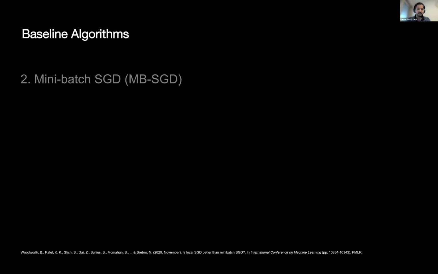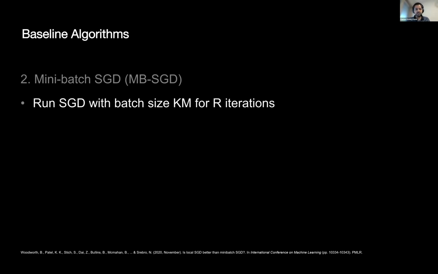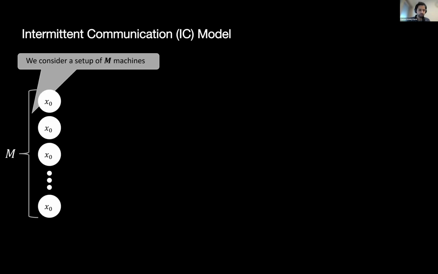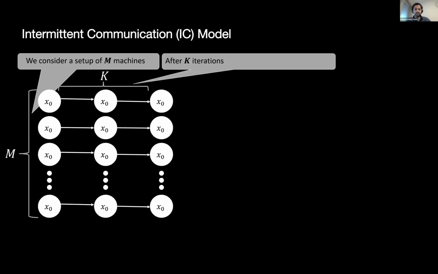Another baseline is minibatch SGD. This is maybe more familiar to you in the distributed setting. You run SGD with a batch size of K times M for R iterations. And this batch size K times M is not arbitrary. It is to accommodate the intermittent communication model I talked about. To see it a bit more graphically, you start with M machines and some initialization model x0. For K time steps, you compute the stochastic gradient at this same point x0 on all the machines. That's what leads to the M times K batch size.